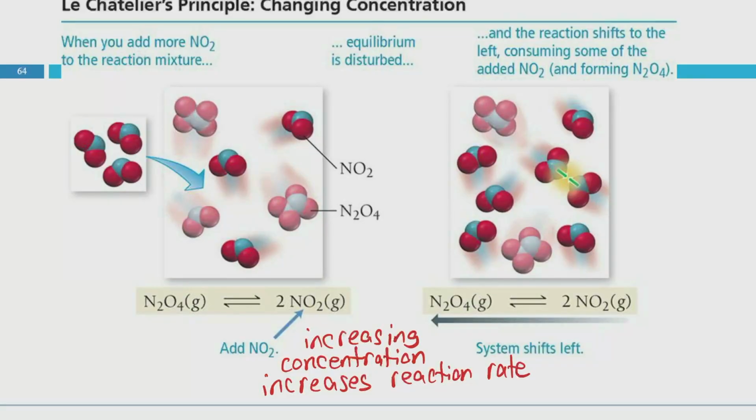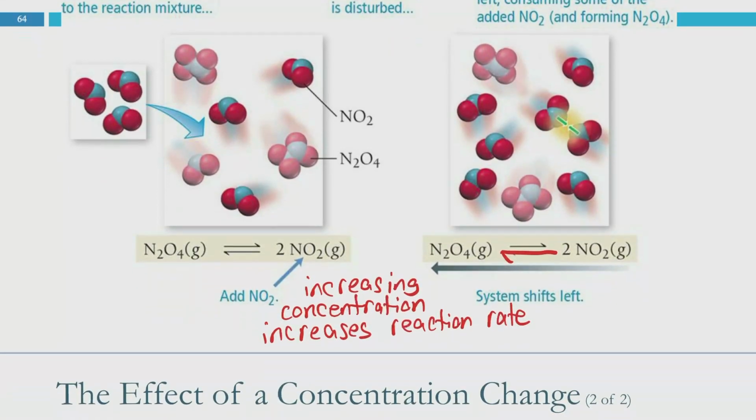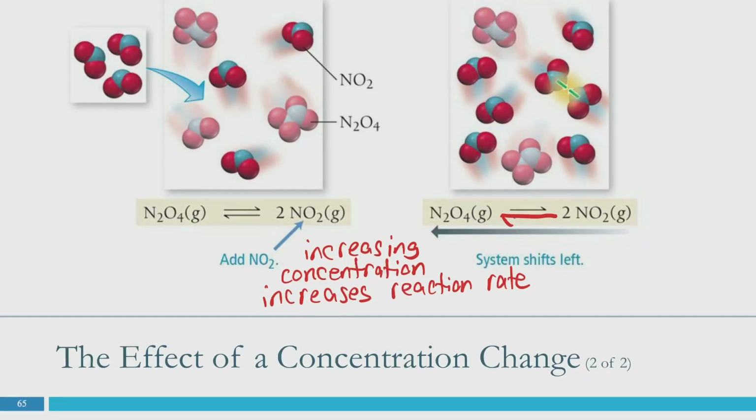We're only increasing the reaction rate to the left, though. So our rate of reaction from reactants to products has stayed the same, but we've made the reaction in the opposite direction faster by increasing the concentration. So we're going to see an overall shift from products to reactants. And then at some point, we'll reestablish equilibrium.